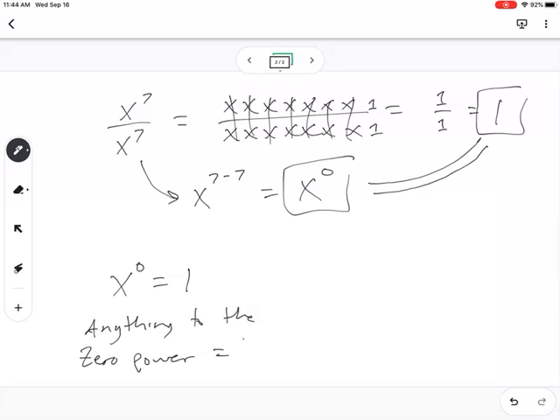Anything to the 0 power equals 1. There's some debate, and you can go out and Google it, as to what if it's 0 to the 0 power? Is that 1? For our purposes, we're going to say it's 1, but you can Google it, and there's a debate out there about whether that's true. And so as an example, if you have something like 4 to the 0 power, that's just equal to 1 because of this proof above.